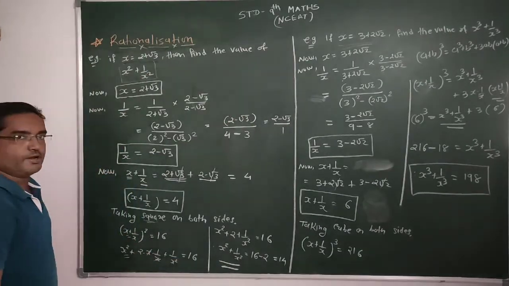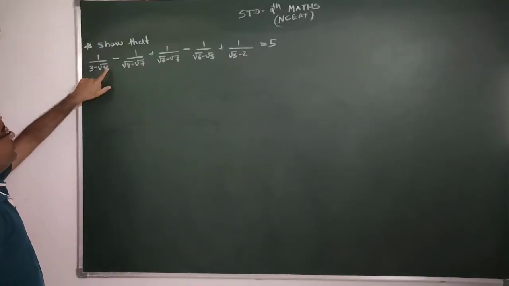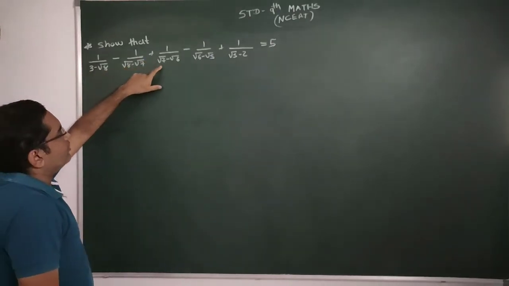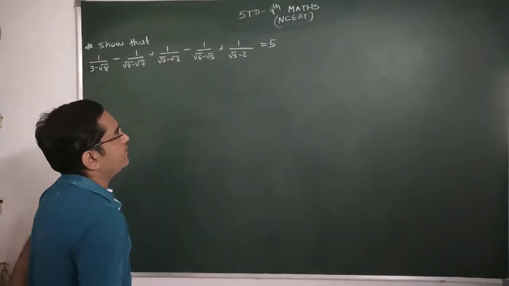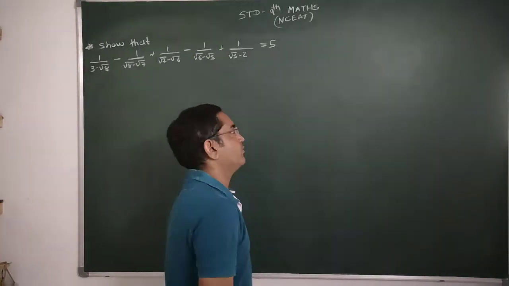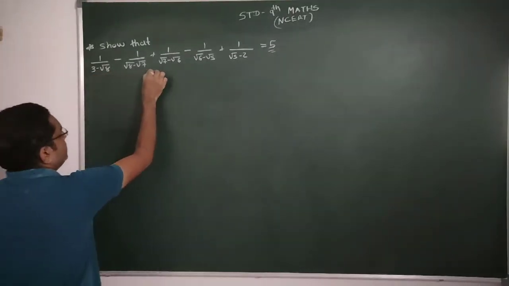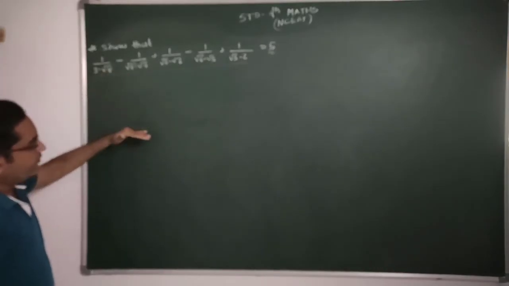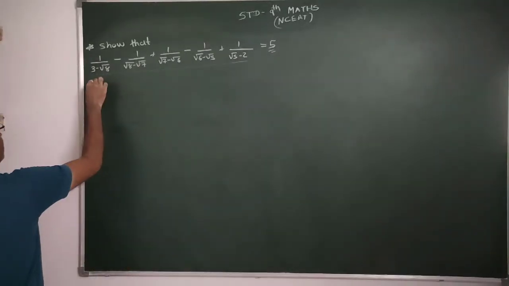Pause the video to note it down. 1 upon 3 minus root 8 minus 1 upon root 8 minus root 7 plus 1 upon root 7 minus root 6 minus 1 upon root 6 minus root 5 plus 1 upon root 5 minus 2 equal to 5. This you have to do. This is your right hand side and this is your left hand side. So you have to start with the left hand side. You have to simplify it. You have to obtain your right hand side. Clear? So first we start with your left hand side.